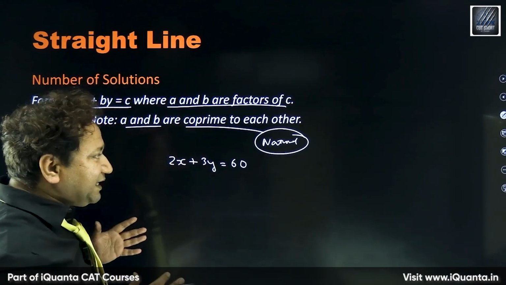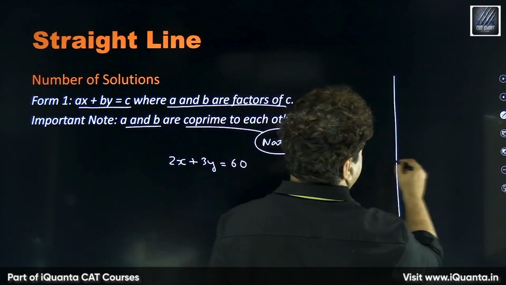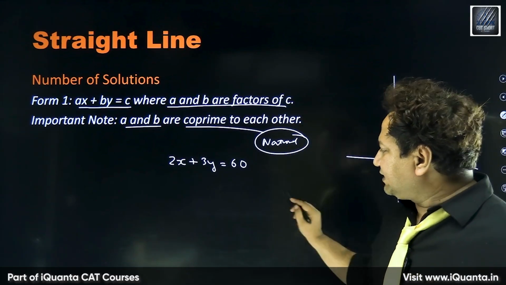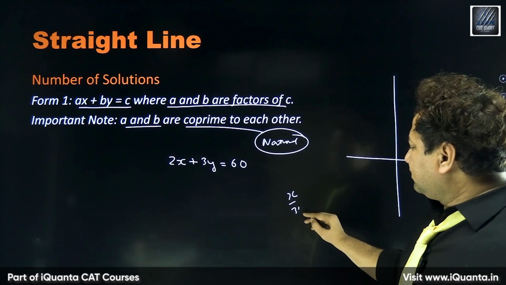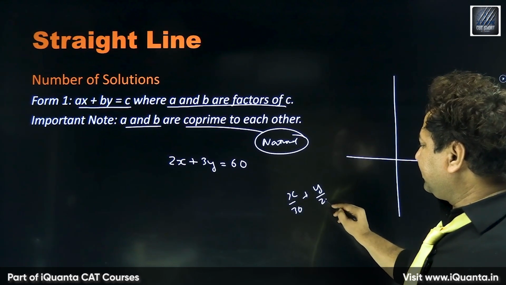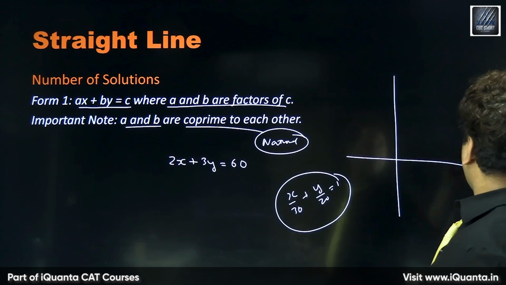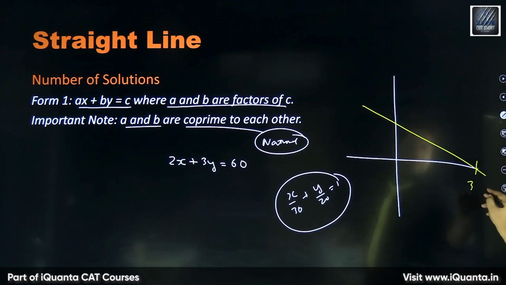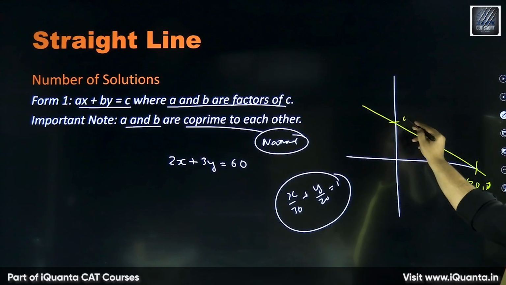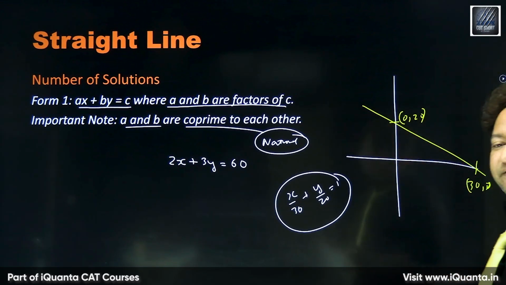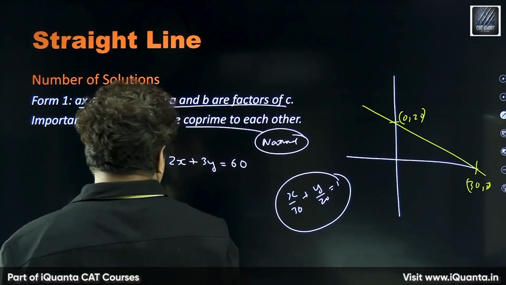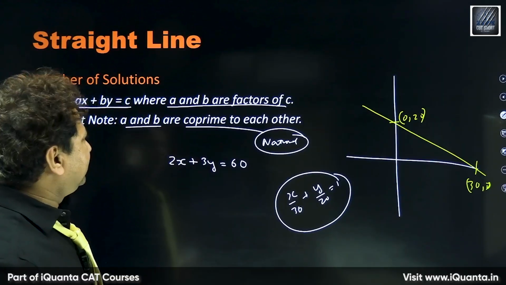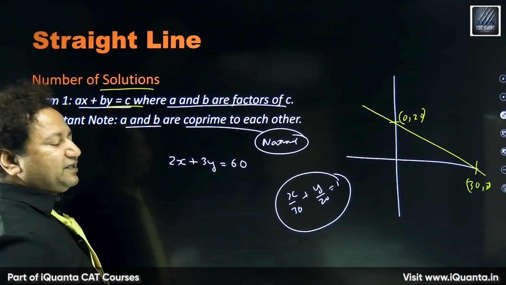But if it asks only about the natural solutions, let me draw it and show you. I divide this by 60, I'll get x by 30 plus y by 20 equal to 1, which means the graph will look something like this, where this point is (30, 0), while this point is (0, 20). Now I want you to calculate the number of natural solutions. Would you actually start calculating it? It seems impossible. So this is going to be a shortcut for you.